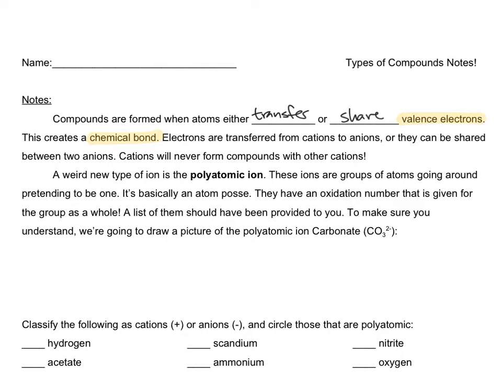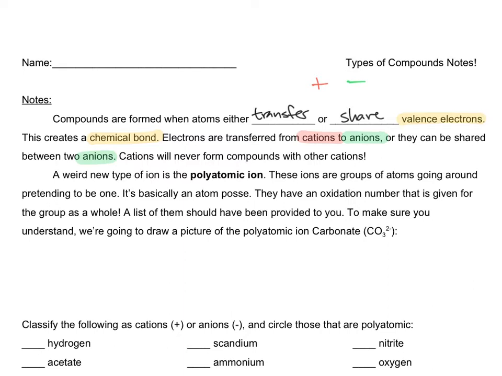Electrons can be transferred between cations and anions. I'm going to make cations red here and anions green. Remember, cation means something that is positive. Cation is positive, and anion is something that is negative. Or those electrons can be shared between 2 anions, a negative and a negative.